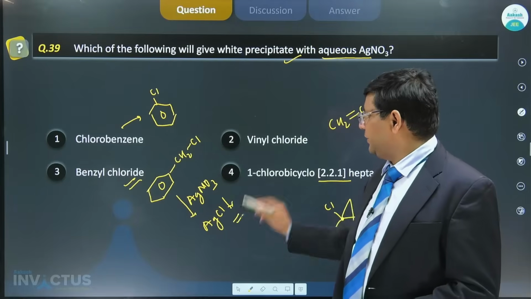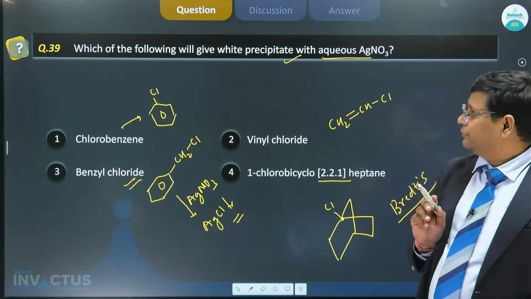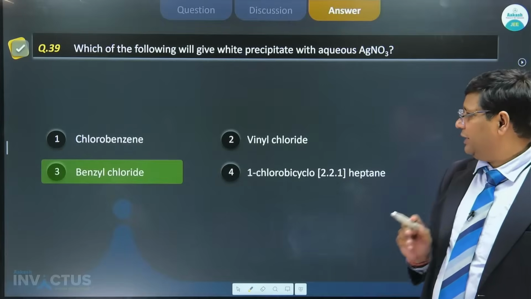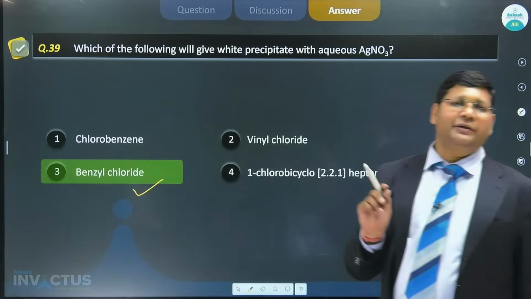This is a white precipitate. So let me check the answer of this question. Yes, it is correct. Benzyl chloride.